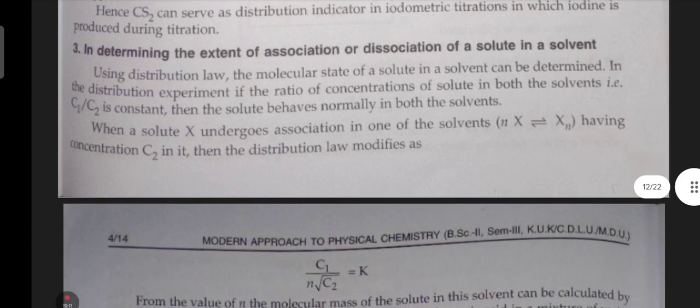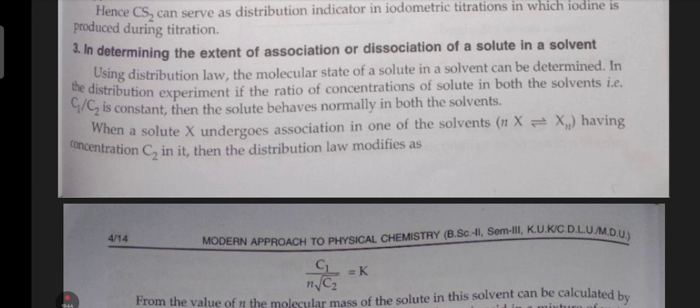Now we will discuss the third application of the distribution law: determining the extent of association and dissociation of the solute in the solvent. Using the distribution law, the molecular state of the solute in a solvent can be determined in the distribution experiment. If the ratio of concentration of solute in both the solvents, that is C1 upon C2, is constant, then the solute behaves normally in both the solvents.